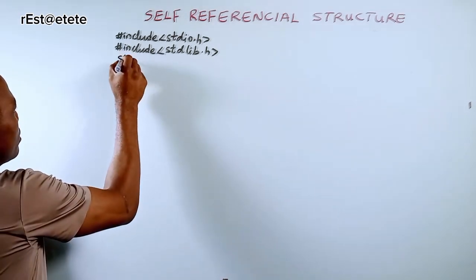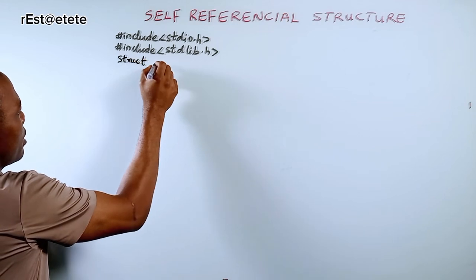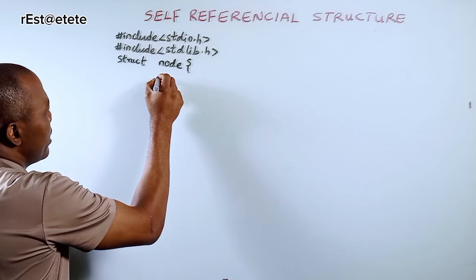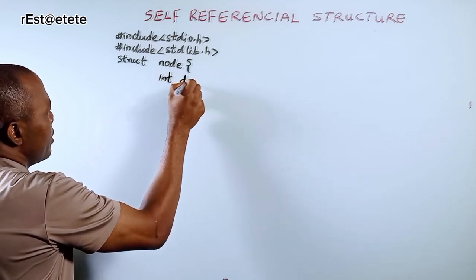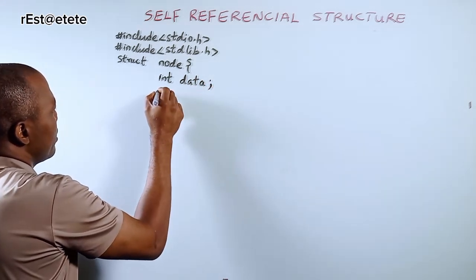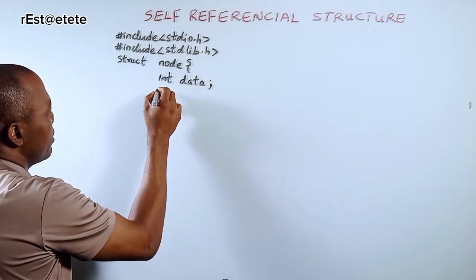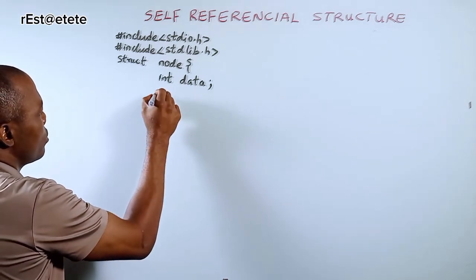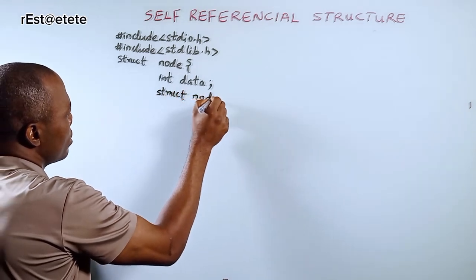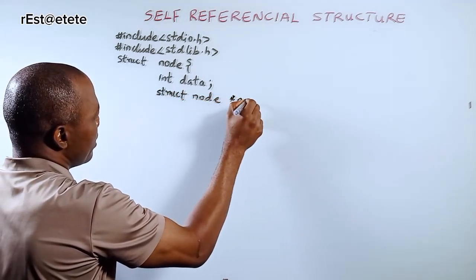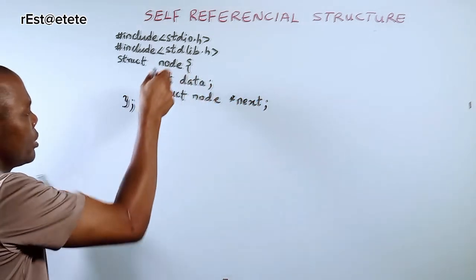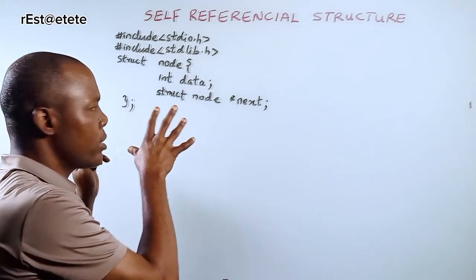Now I am going to create my structure. I'll call it struct node. Now inside it, I will say int data. So this is my first member. The next one will be what? struct node, then the pointer, next. So I will close this. So this is my blueprint for my structure.